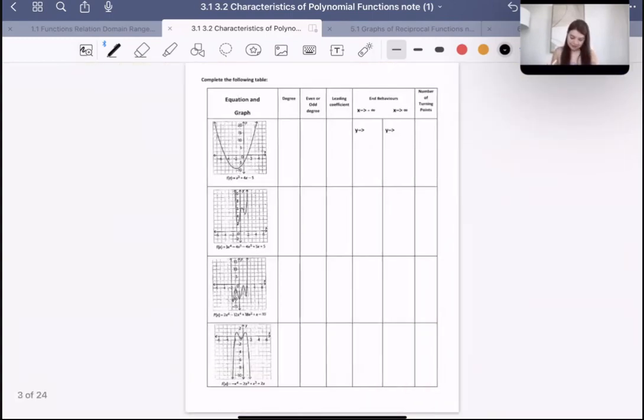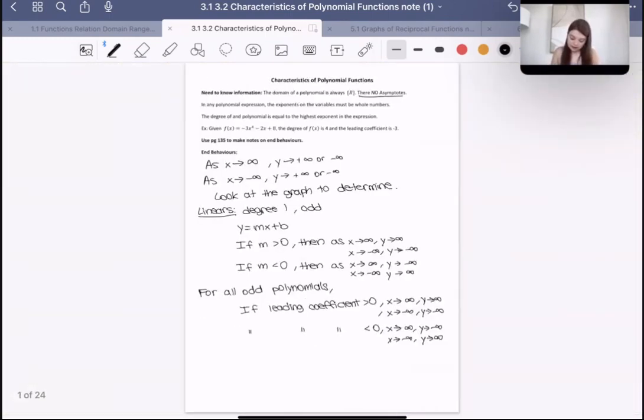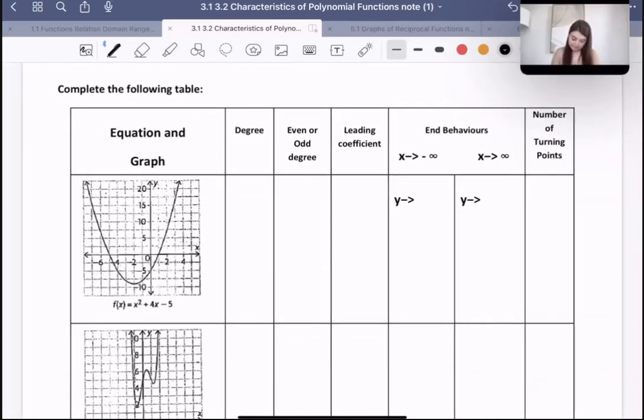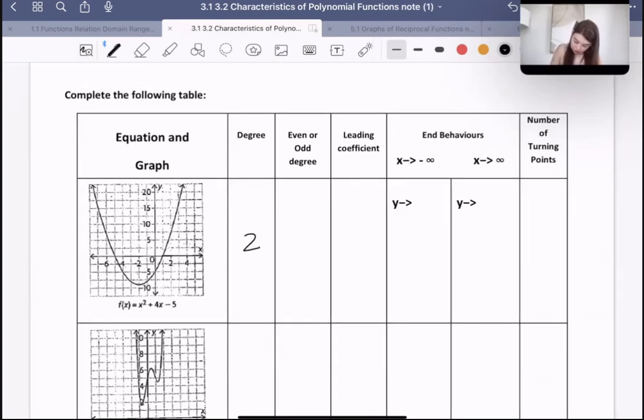Okay. So now let's go ahead and do some examples. Let's take a look at this equation and see what we're doing. Here we have our equation and our graph. Looks like we have a parabola. Our degree is clearly 2 because the highest power is 2. Is it an even or odd degree? It's an even degree because 2 is an even number. Now, don't get even versus odd degree mixed up with even or odd function. Those are two totally different things.